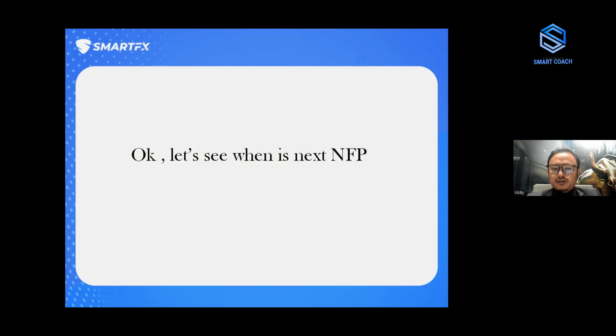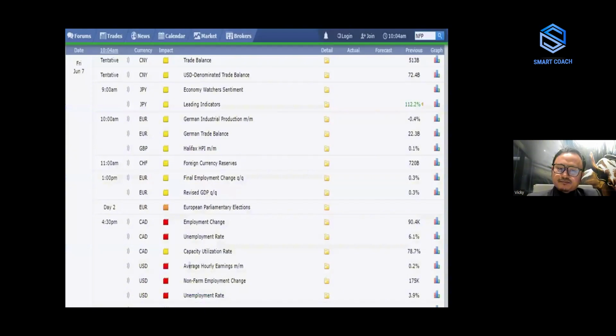Guys, let's see when the next NFP is. So here we go. The next NFP is on June 7th. You can see that at 4:30 p.m. there's the average hourly earnings month over month report, the non-farm employment change report, and the unemployment rate report.